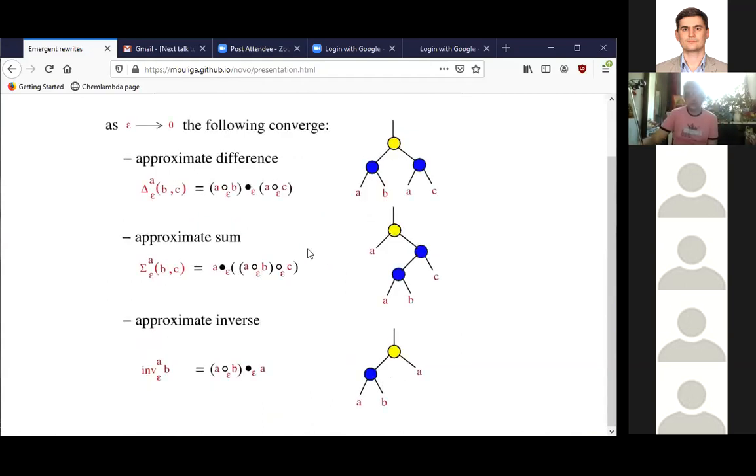And by using them, this is the approximate difference in graphical form. So it's A epsilon B, A epsilon C, and A and this epsilon inverse to this. You see, there is this other thing, which I call approximate sum, which you can prove that it converges. And you have the approximate inverse, which you can prove that it converges by using the axioms. So if we stay in graphical form and retrieve graphs, that means that these three kinds of graphs are interesting.